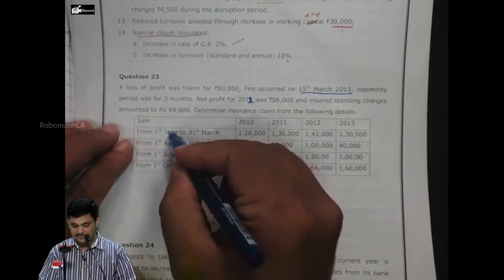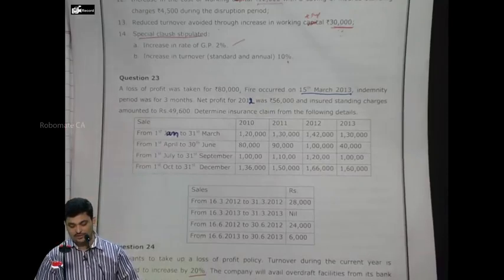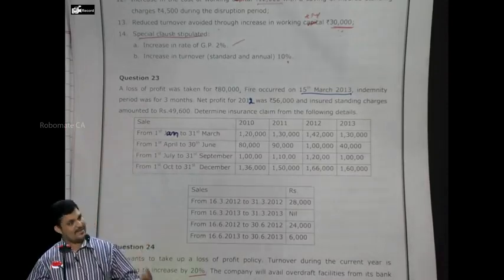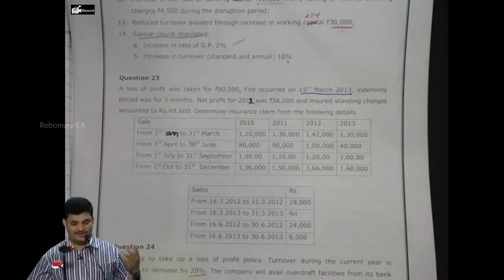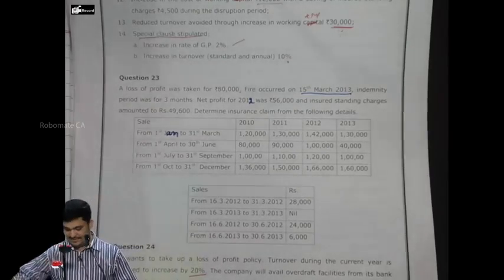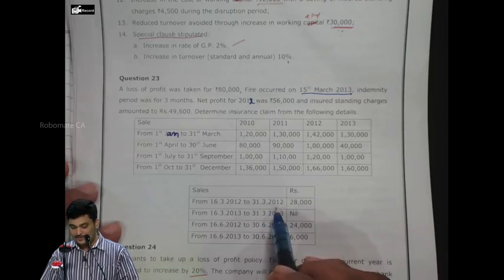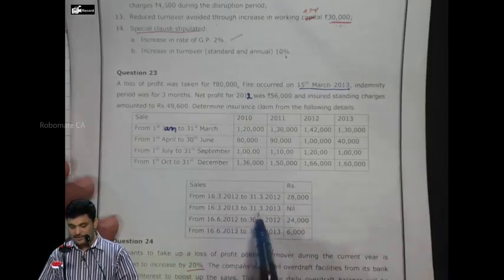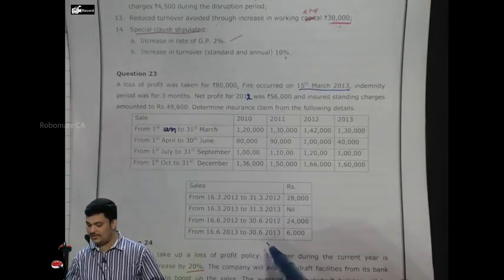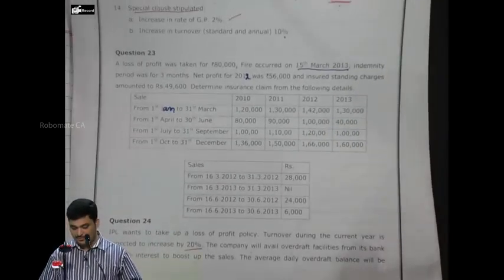The years 10, 11, 12, 13 are given, with quarters: Jan to March, April to 30th June, July to September, October to December. That is first quarter, second quarter, third quarter, fourth quarter, and the full total. Then they have given sales from 16th March to 31st March 2012, 16th March to 31st March 2013, 16th June to 30th June 2012, and 16th June to 30th June 2013. That's all.